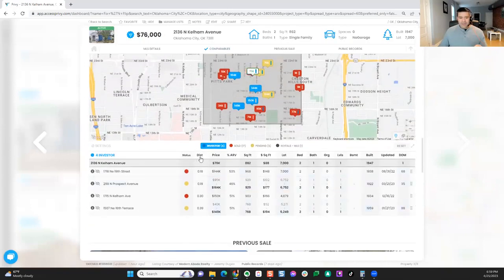76 grand. And this one was flipped and it's pending at 164. It hasn't sold yet. This one's pending at 149. But these two sold for 144 and 150. So we're solidly right around 50 to 55% for this one in Kellam.